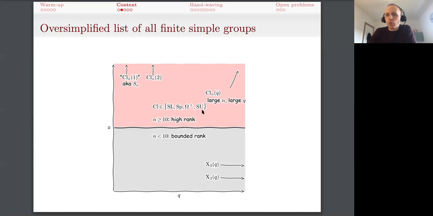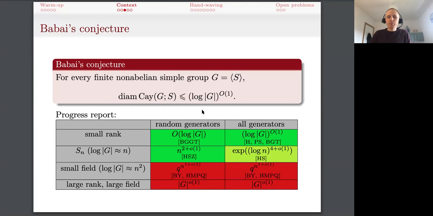Okay, so what is known about Babai's conjecture? I'm going to break Babai's conjecture down into a bunch of different cases, depending on where we are in this diagram, depending on whether we're small rank or so on. And the other way I'm going to break it down is, well, Babai's conjecture is about what happens in the worst case, so what happens for an arbitrary generating set. But it's also very interesting in its own right, but also as a test case, to ask what happens for a typical generating set. So I'm going to break it down in these two ways.